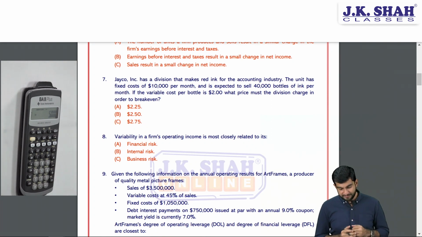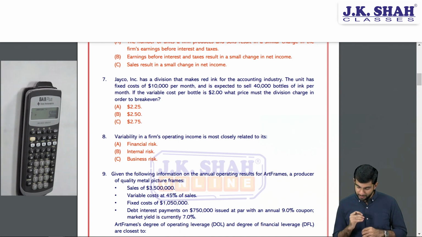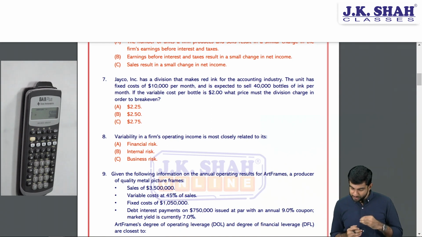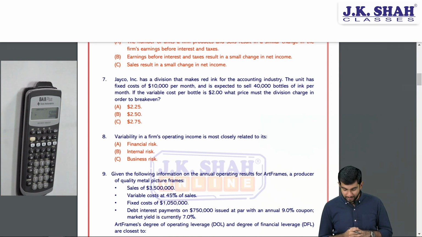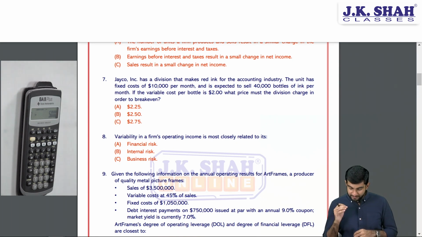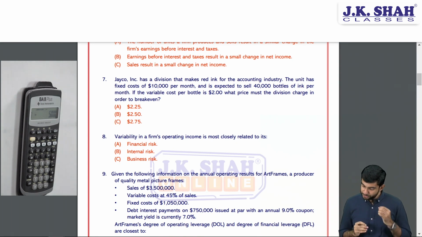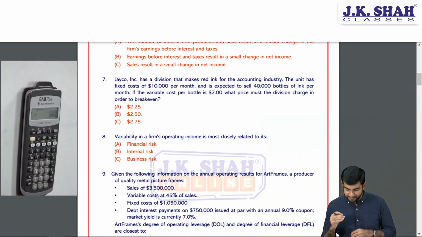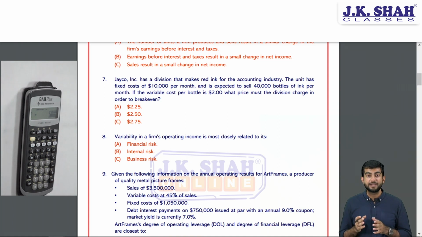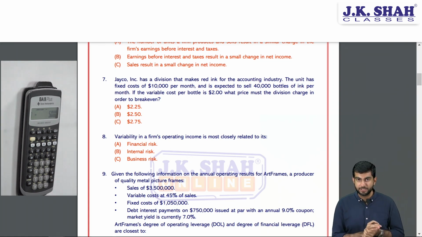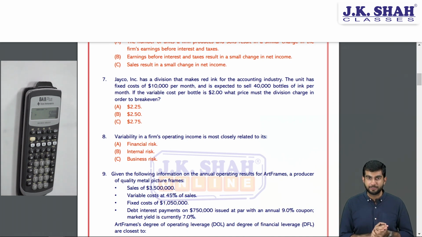The unit has fixed costs of $10,000 per month and is expected to sell 40,000 bottles of ink per month. If the variable cost per bottle is $2, what price must the division charge in order to break even? Now here I have to find out the selling price in order for Jayco to break even. So how to solve it on the calculator?